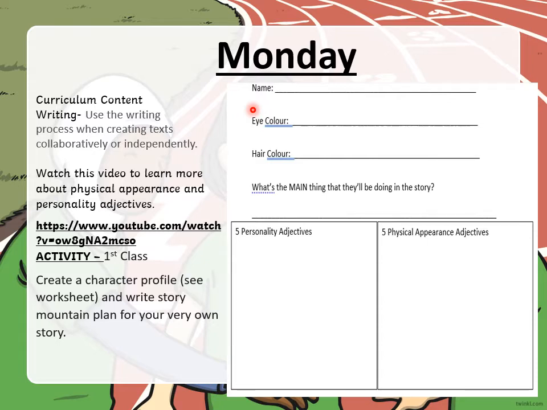Then I want you to draw your main character. This will help you to visualize who they are. Think of their eye color and write it down here. Is it brown eyes, blue eyes, green eyes, hazel eyes? And then think of their hair color. Blonde, brunette, black, grey, white, red.